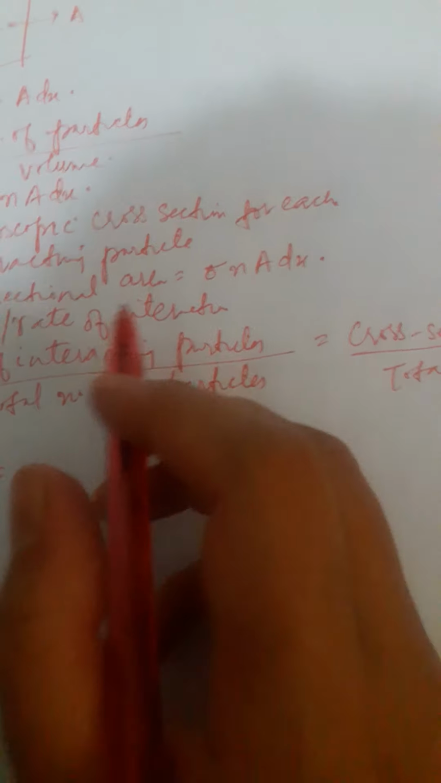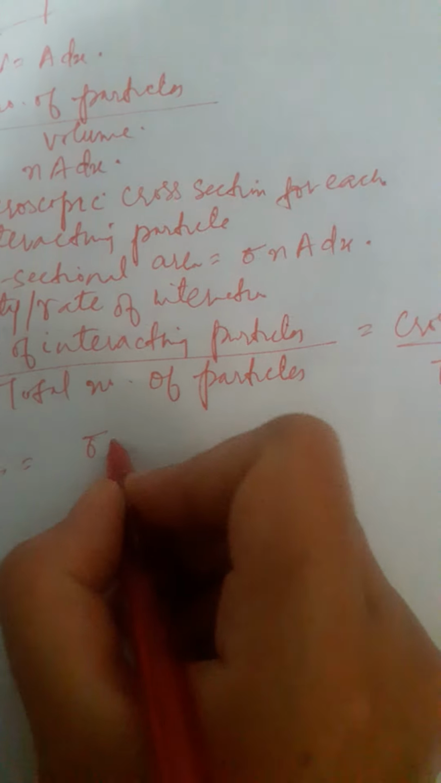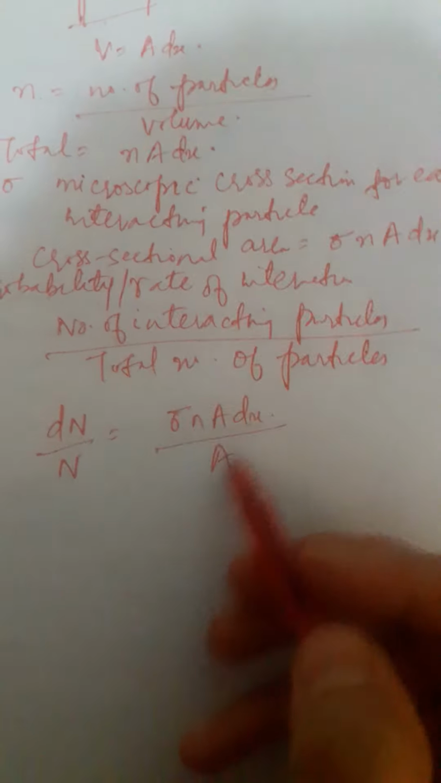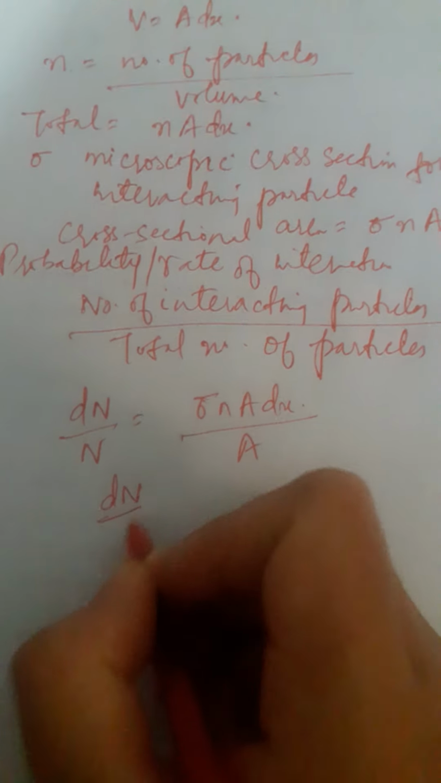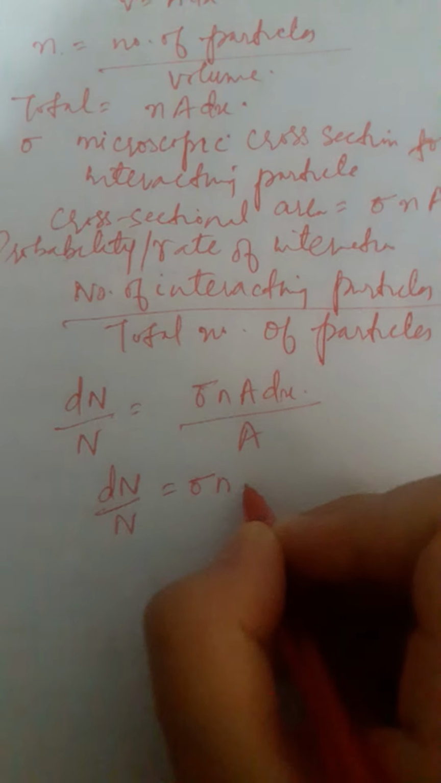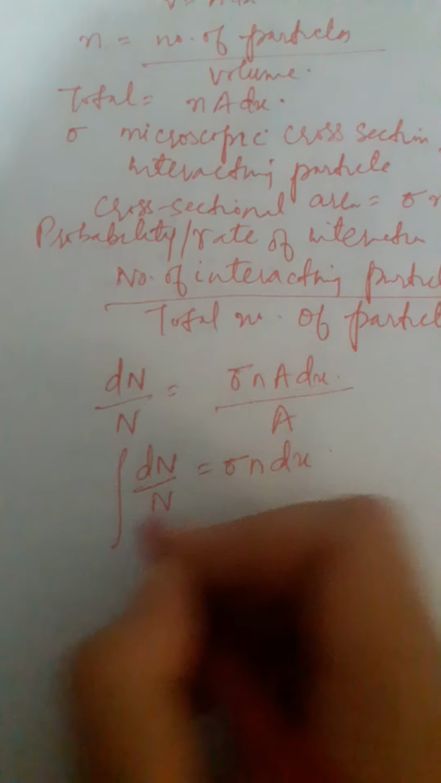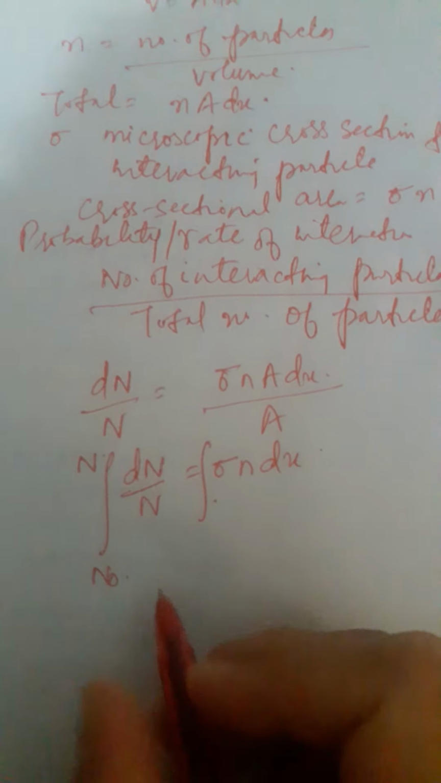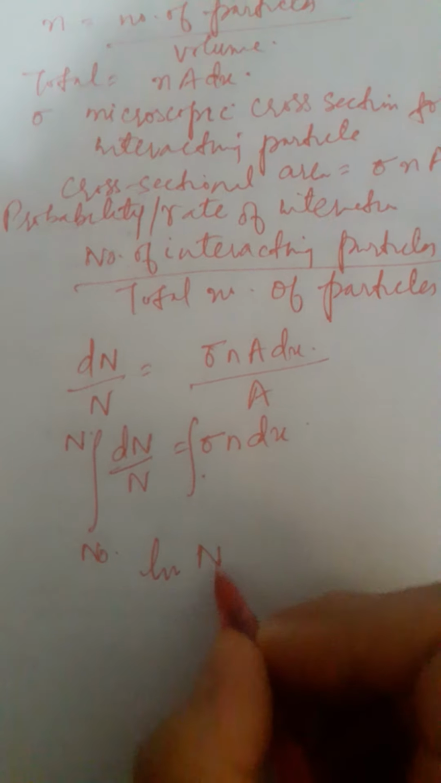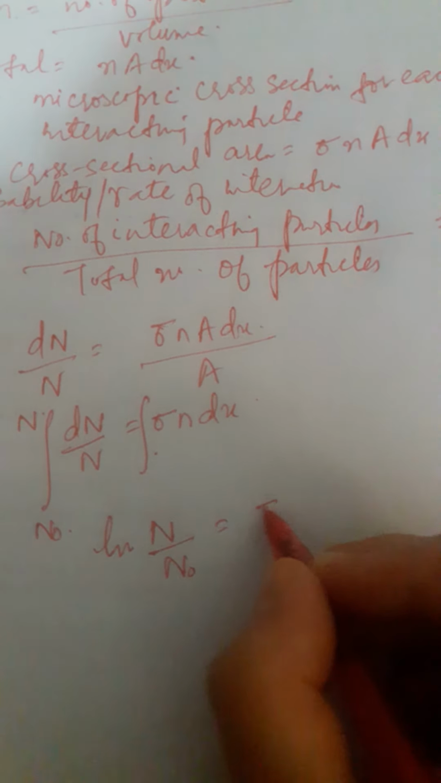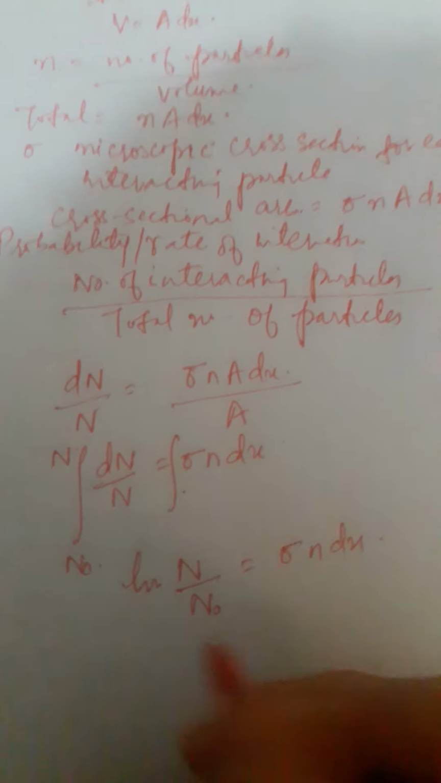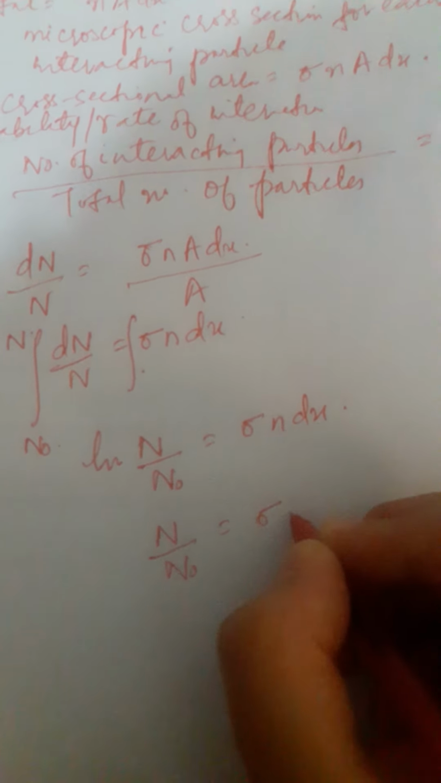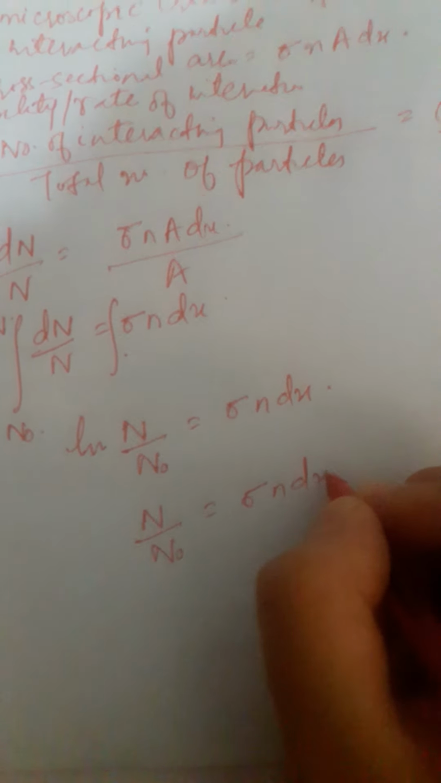And now what is the cross-sectional area? We have already found that it is sigma n A dx. And what is the total area? That is A. A and A will cancel, and we are left with dn by n equal to sigma n dx. Then we'll integrate the same with limits: initial number of particles is n naught, final is n. So it will be ln of n by n naught equal to sigma n x.